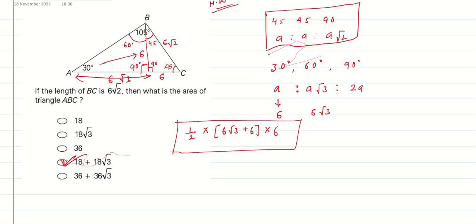One special triangle. The other special triangle has this property: if the angles of the triangle are 30, 60, 90 or 45, 45, 90, then keep in mind the side measurement ratio. Correct, no? And you get the answer easily. Option number D.